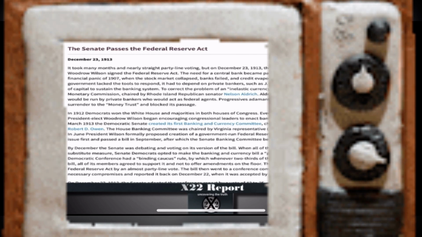"The need for a central bank became painfully evident during the financial panic of 1907. When the stock market collapsed, banks failed and credit evaporated because the federal government lacked the tools to respond. It had to depend on a private banker such as J.P. Morgan to provide an infusion of capital to sustain the banking system."